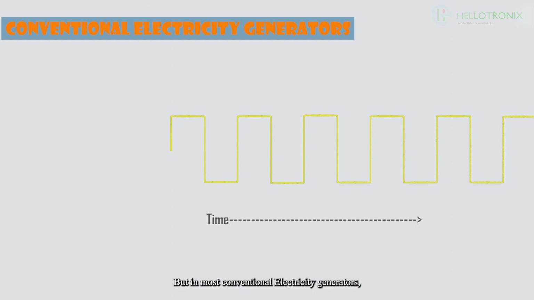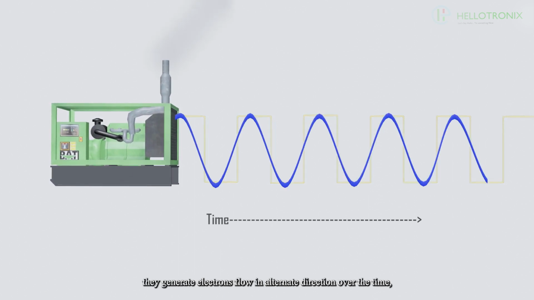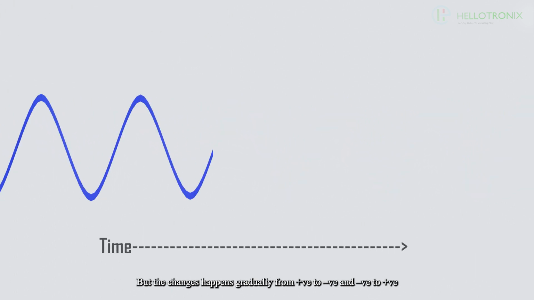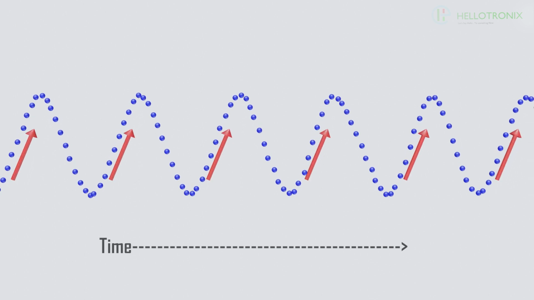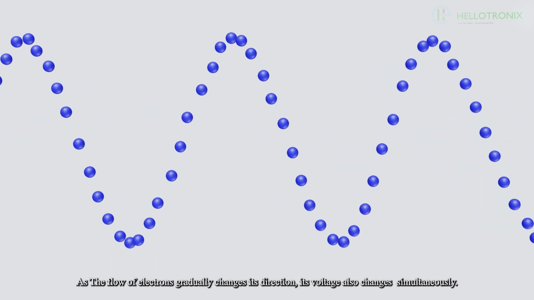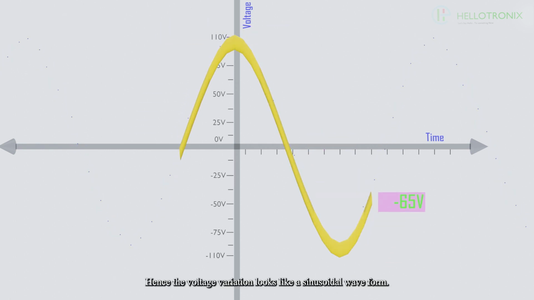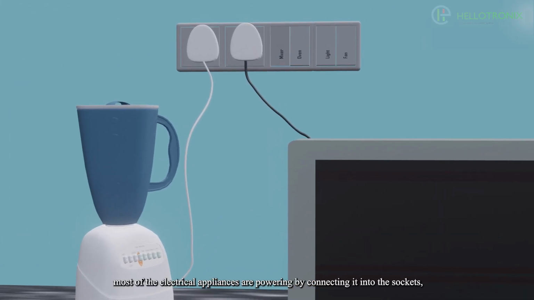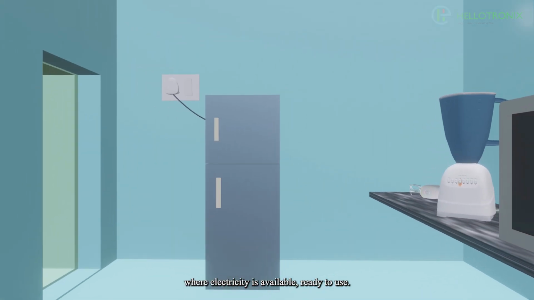But in most conventional electricity generators, they generate electron flow in alternate direction over time. Or the current keeps switching its direction periodically, forward and backward. But the change happens gradually from positive to negative and negative to positive. As the flow of electrons gradually changes its direction, its voltage also changes simultaneously. Hence, the voltage variation looks like a sinusoidal waveform. We know in houses and offices, most of the electrical appliances are powered by connecting them into the sockets, where electricity is available ready to use.